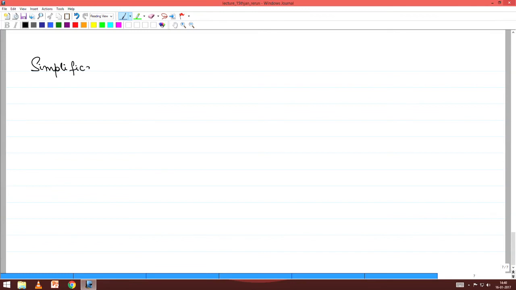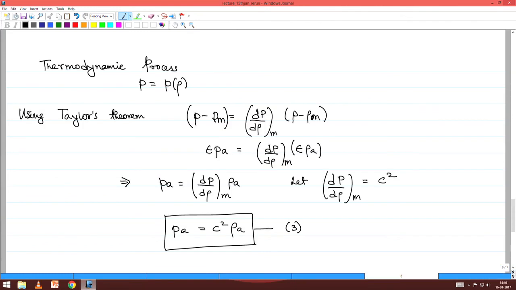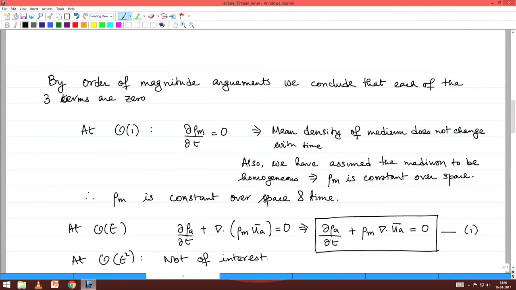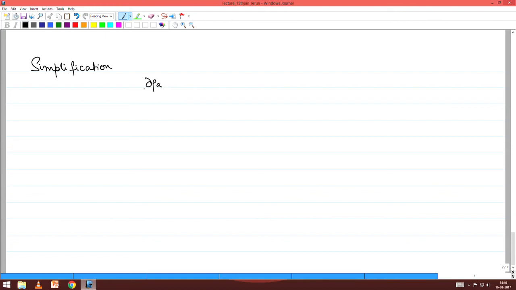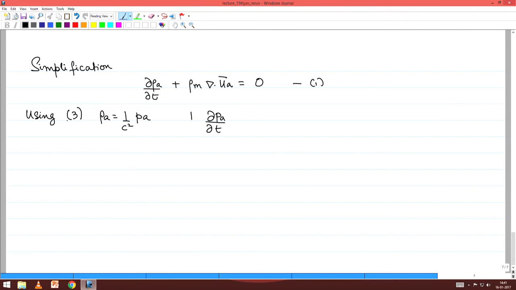If you recall, the equation 1 that we wrote down for continuity equation stated the following. Equation 1, I will just write it once again: del rho a del t plus rho m del dot u a is equal to 0. So, now using 3, what we have is rho a is equal to 1 by c square P a. So, therefore, we have 1 by c square del P a del t plus rho m del dot u a as our equation of interest.